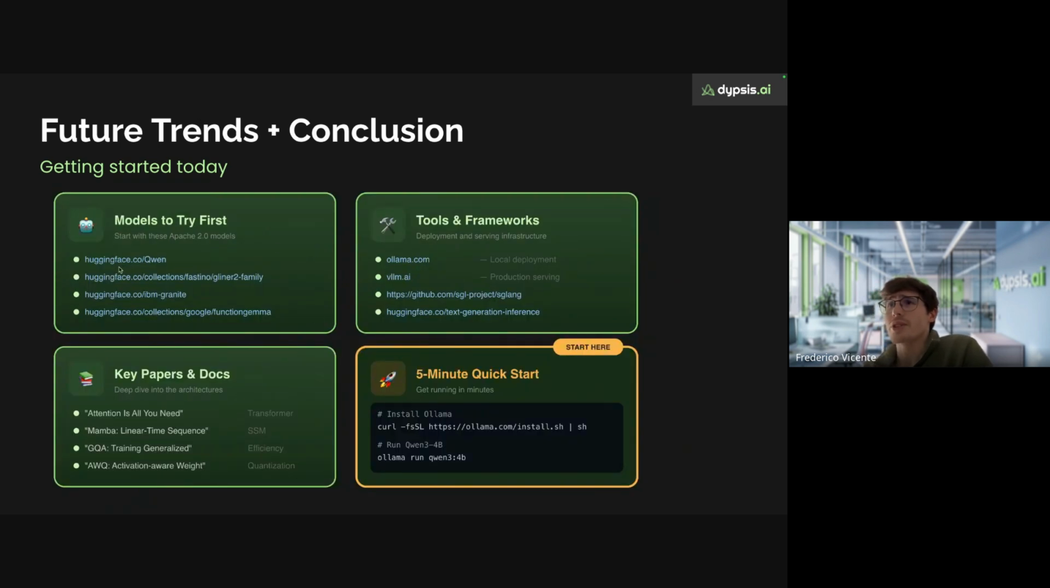Some places to start. I'm providing some links here. For example, Hugging Face has a lot of models, and normally they have good documentation to get things running. You also have the website from Llama and all the other inference engines that I was mentioning. You have some key papers that have been coming out.